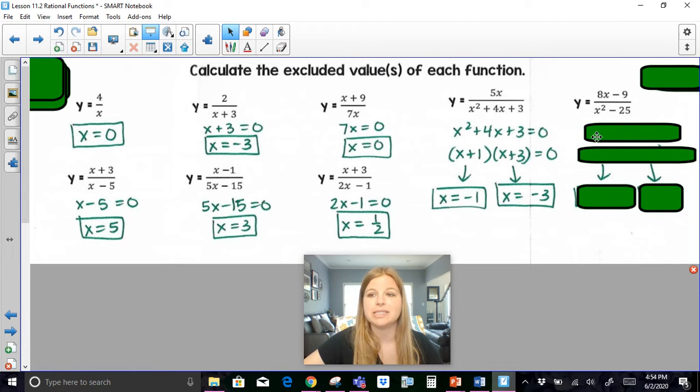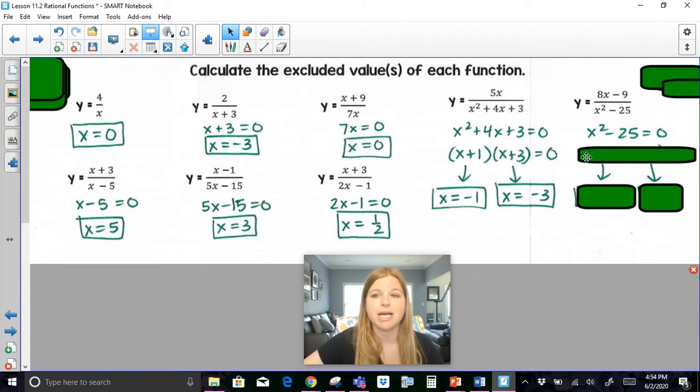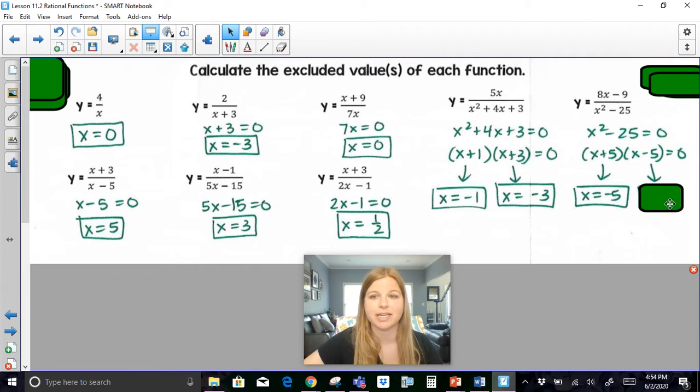Over here, if I set this denominator equal to 0, this is a binomial. It's a difference of squares. It's a perfect square minus a perfect square. So we factor this out as x plus 5, x minus 5. Our first excluded value is -5. Our second excluded value is +5. So these over here only had 1 excluded value, but these last two problems actually had 2 excluded values, and they definitely involve some factoring.